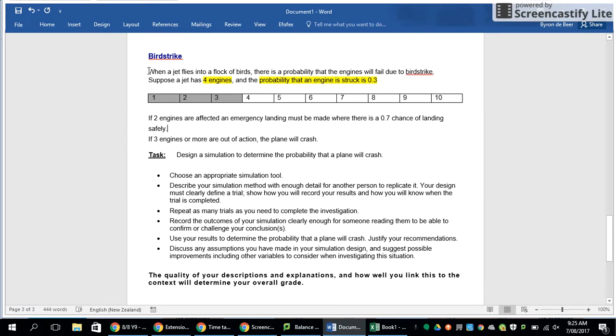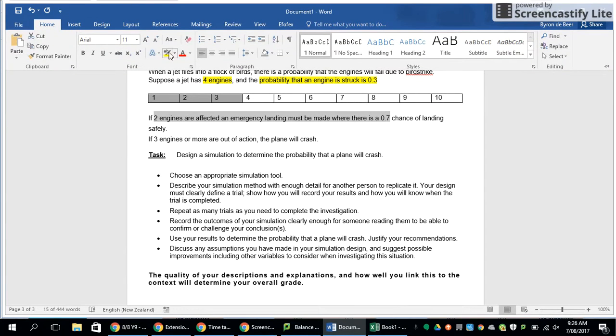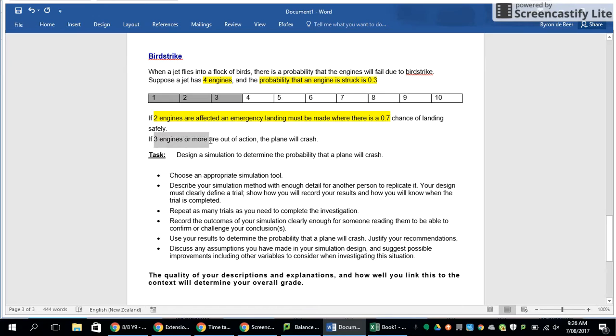So this is the first section. The first section is about the engines, and here are these conditions. We have 4 engines. If 2 of them are affected, we have to do an emergency landing, and there's another probability that we have to sort out. But if 3 or more engines are out of action, the plane will crash.